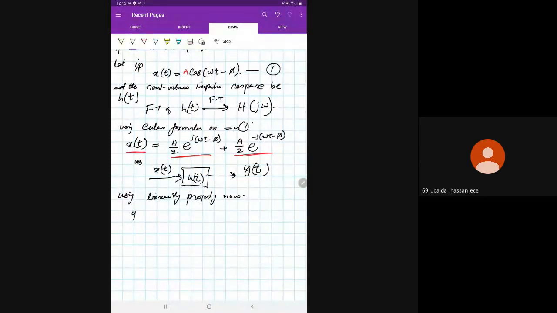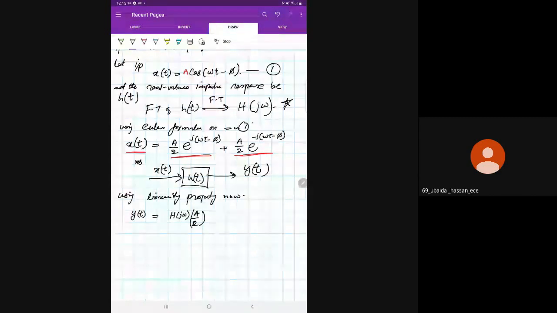So what is the output then? The output will be equal to h of t into x of t. तो इसका Fourier transform जब हम निकालेंगे, it will be H of j omega, that I have shown here in this equation. So it will be equal to H of j omega instead of h of t, H of j omega, then A by 2.